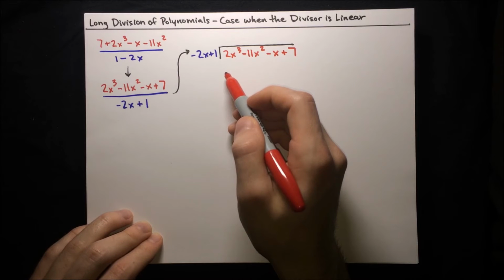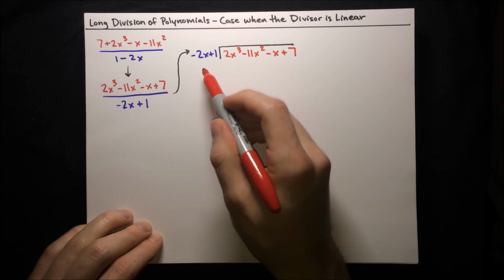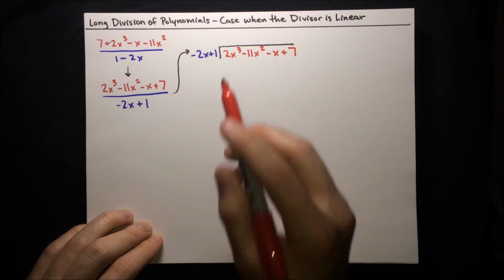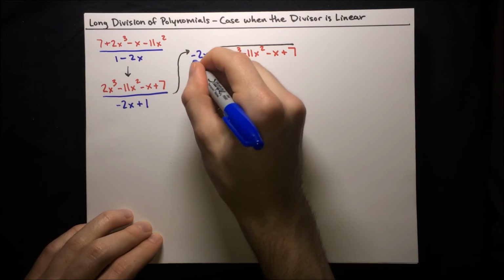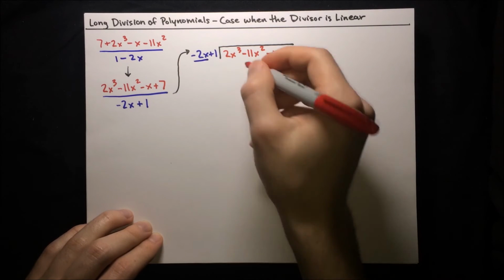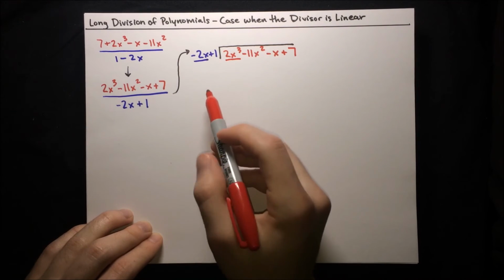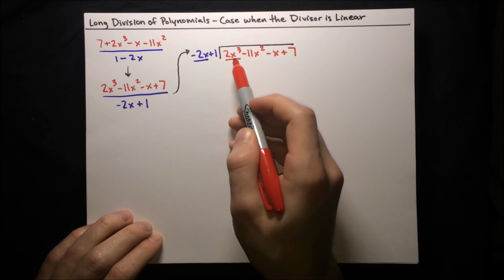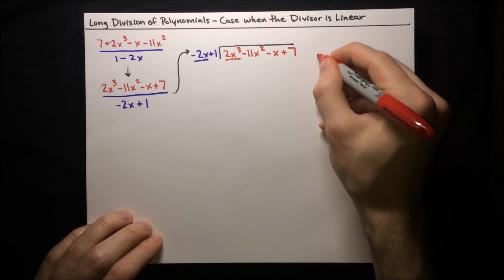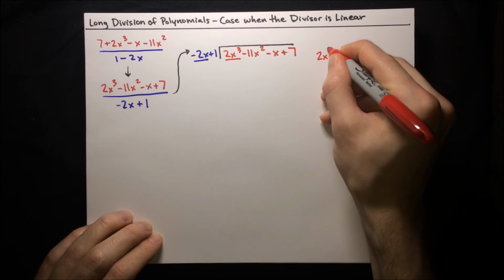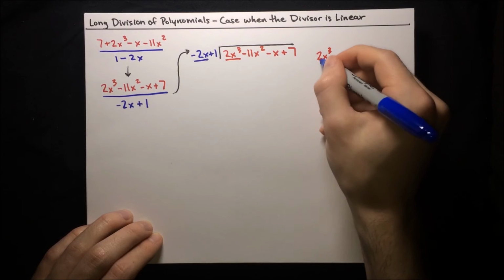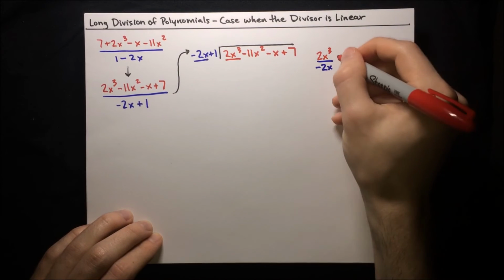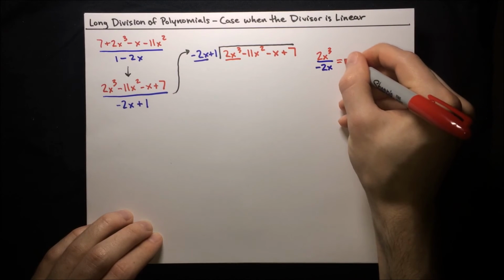So first question, we're going to be looking at the leading terms of the divisor and the dividend. We're going to look at the highest degree terms, and those are just our negative 2x here and our 2x cubed. And we ask, how many times does the highest degree term of the divisor go into the highest degree term of the dividend? And we can figure that out by dividing the terms. So 2x cubed divided by negative 2x, and the result when we do that division is just negative x squared.